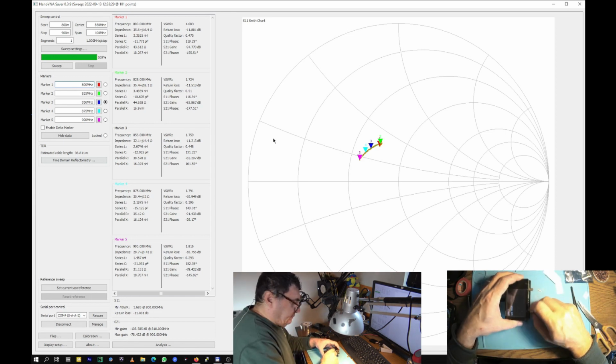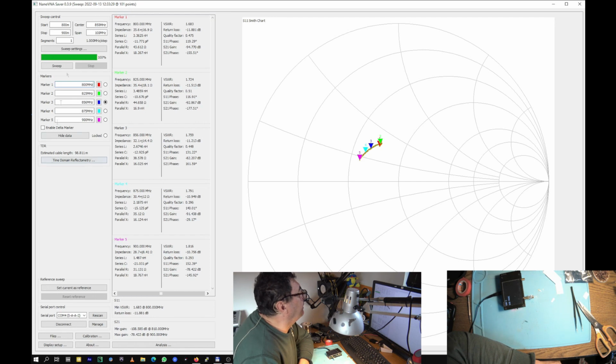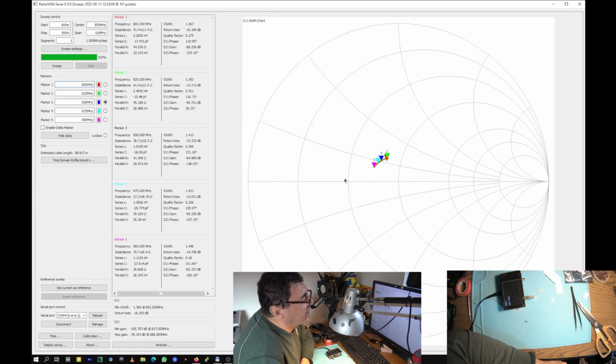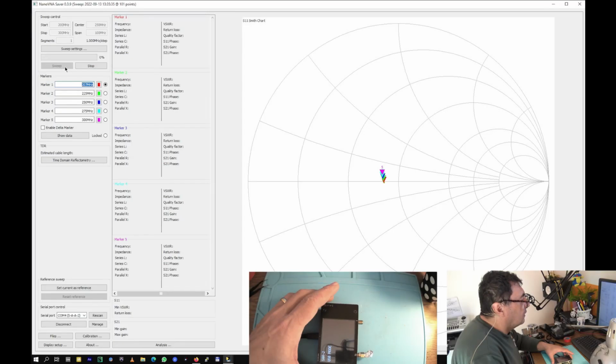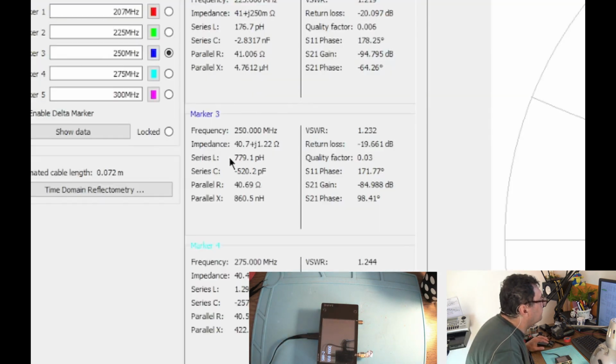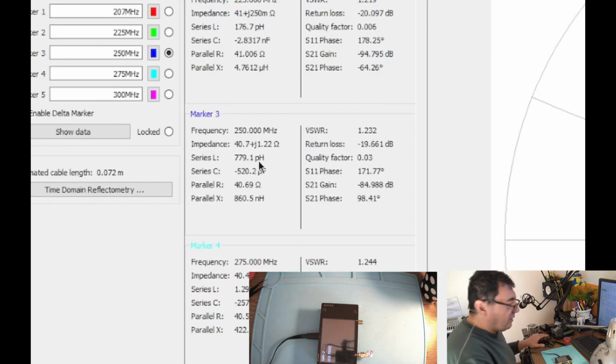Let's see. Number 3, the blue one. Yeah, much better. 1.91 something. So we are getting pretty close. Okay, so from 200 to 300 megahertz, we have an even better response here. Let's follow the blue one. And we have minus 520. Where is it? Oh, 779 picohenry.